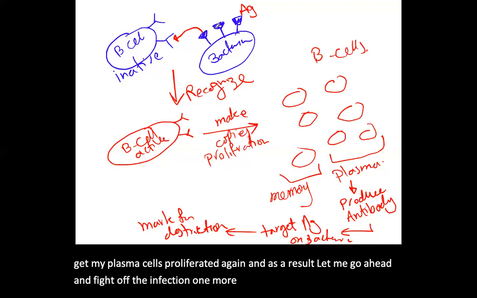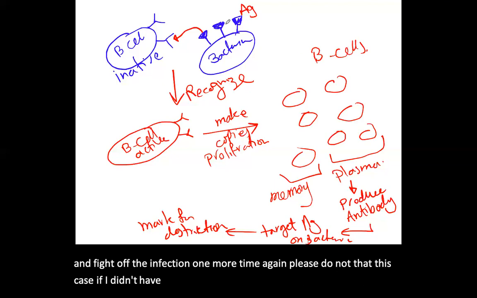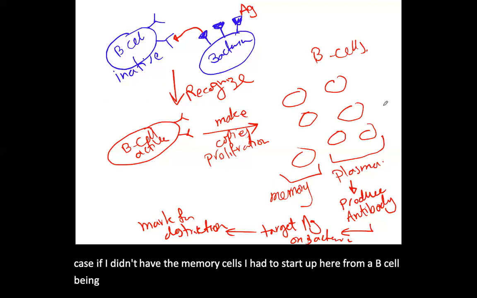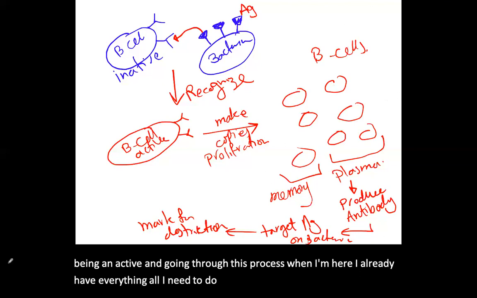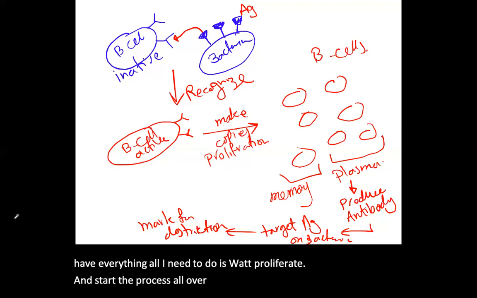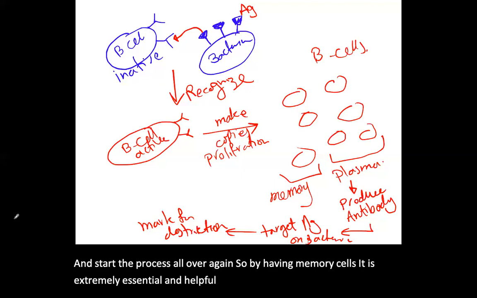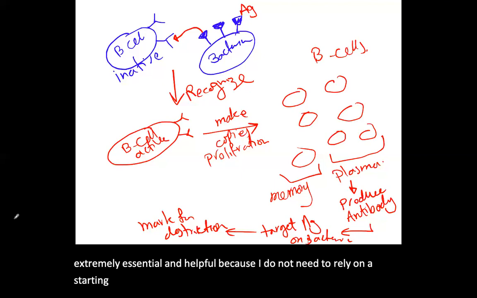Again, please do note that in this case, if I didn't have the memory cells, I would have to start up here from a B cell being inactive and going through this process. When I'm here, I already have everything. All I need to do is what? Proliferate and start the process all over again. So by having memory cells, it is extremely essential and helpful because I do not need to rely on starting the process from the beginning.